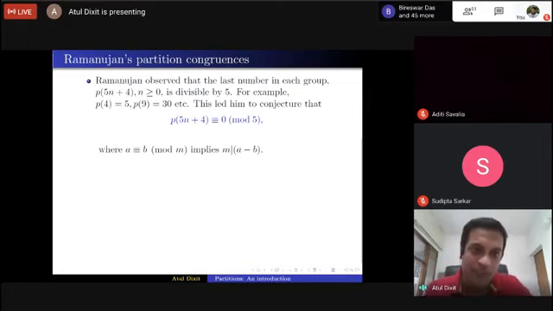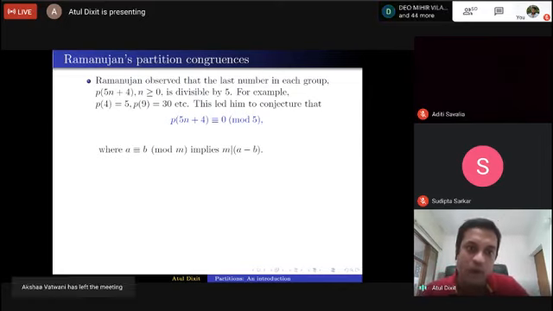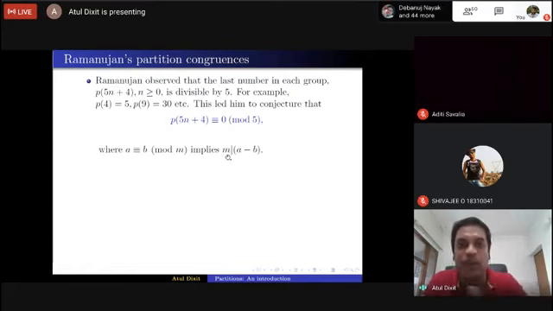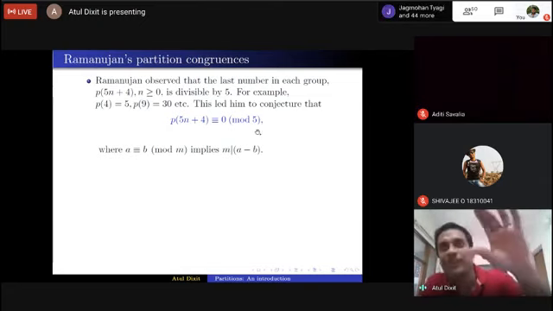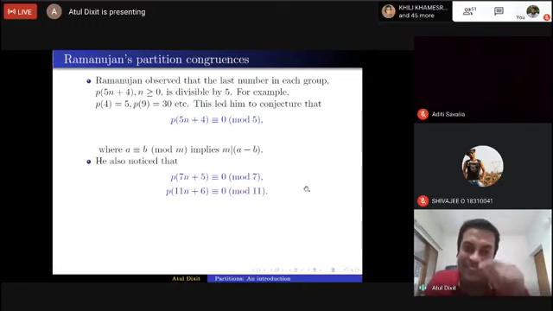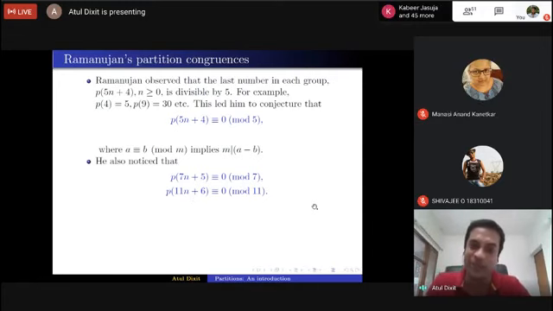Now, if someone doesn't know this definition, I have recorded it below. A congruent to B mod M implies M divides A minus B. This is an equivalent way of writing M divides A minus B. So what this is saying is that 5 divides P of 5n plus 4. Now you may say that there is nothing great in Ramanujan's observation because McMahon already put it in groups of 5, and so this was quite easy to see. But Ramanujan also found that P of 7n plus 5 is congruent to 0 mod 7, and P of 11n plus 6 is congruent to 0 mod 11. Those were quite curious observations.